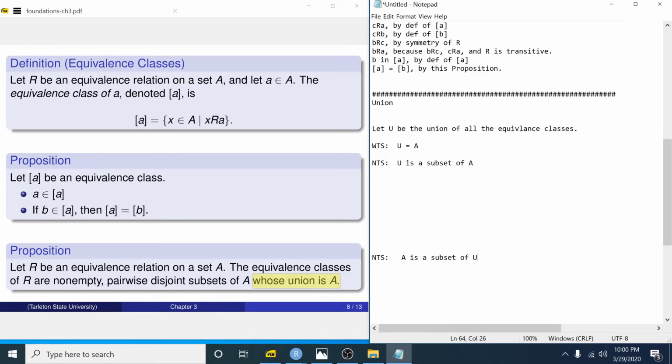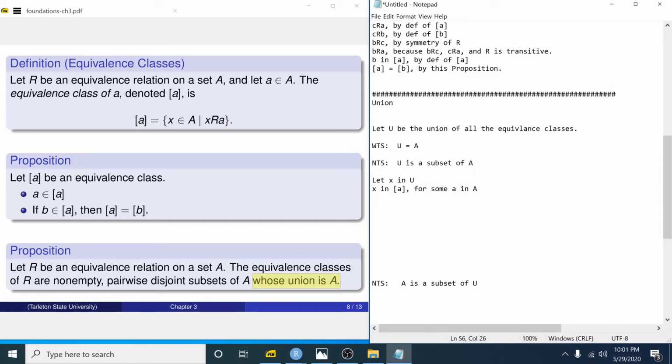Okay, let's go ahead and do this real quick. We know how to show subsets. We're going to let x be in U. Well, if x is in U, that means it's in the union of all the equivalence classes. And the way that you get inside a union is you have to be in one of the things that are being unioned. So if x is in U, then it has to be in one of the equivalence classes. So if x is in U, then x is in bracket a for some a in A.